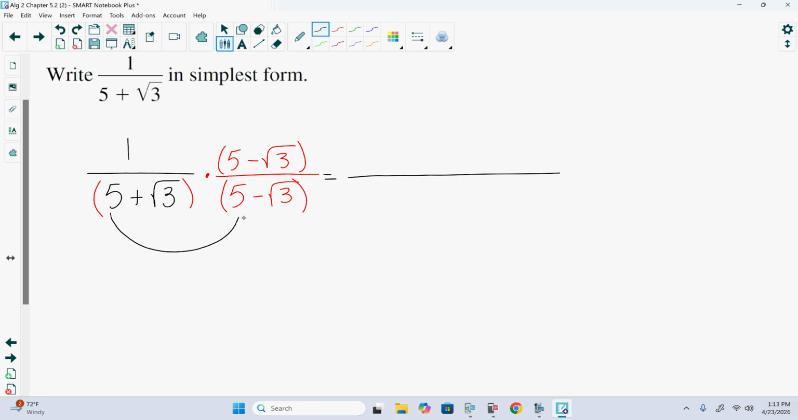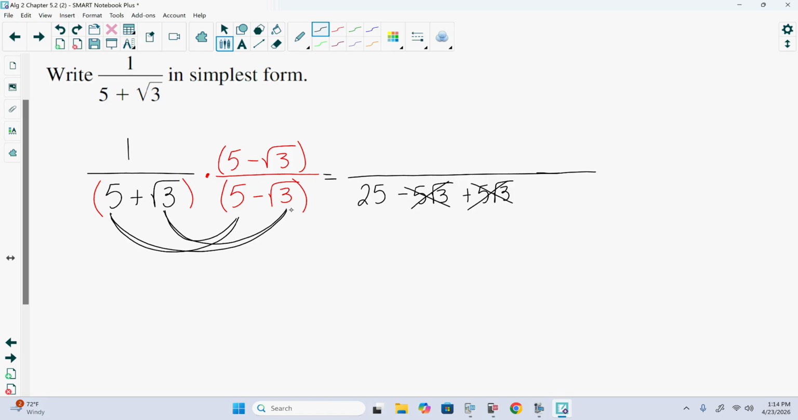5 times 5 is 25. 5 times negative square root of 3 is negative 5 square roots of 3. Square root of 3 times 5 is plus 5 square roots of 3. That's looking nice for us because now I have negative 5 square roots of 3 and positive 5 square roots of 3, which means this is going to be what? 0, yes?